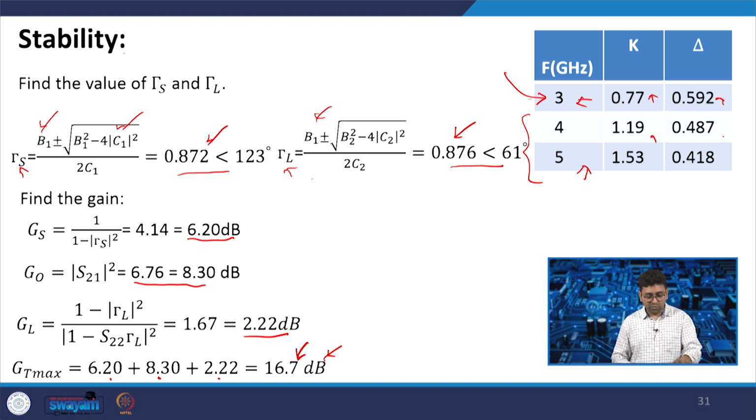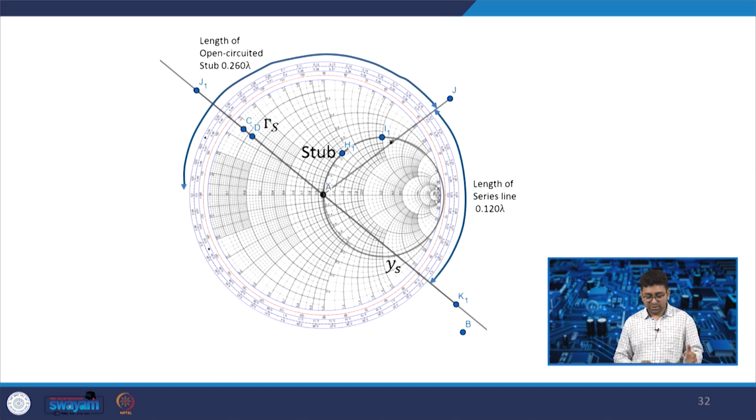Once you have gamma S and gamma L, you can use a stub matching, or you can also use LC matching. In stub matching, you will use a transmission line in order to do the matching. So, how does the stub matching work?